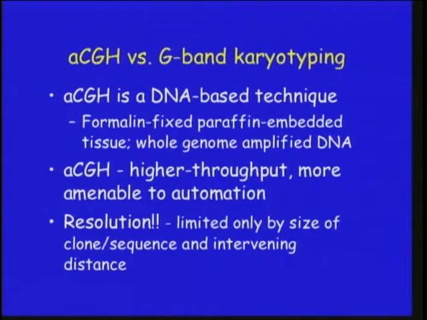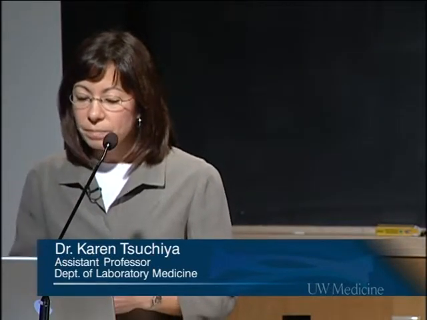So with Array CGH, your resolution is going to be limited only by the size of the DNA sequences that are spotted on your array and the distance between those sequences. So depending on the type of array that you're using, you can get down to a level of resolution for detecting gains and losses on the order of 50 kilobases, or even better resolution, depending on the type of array that you're using.